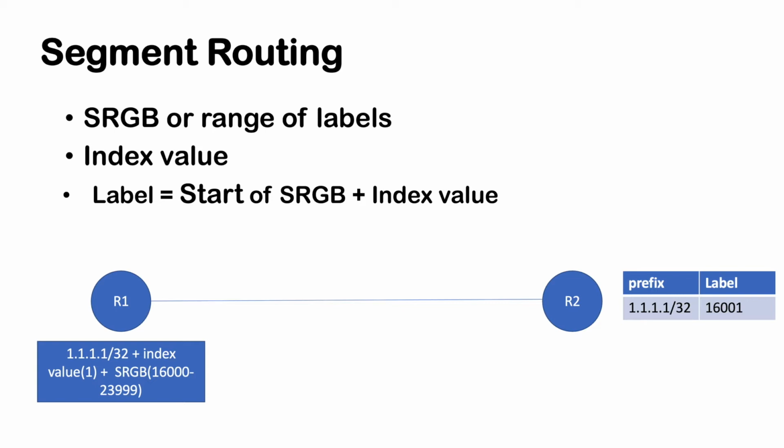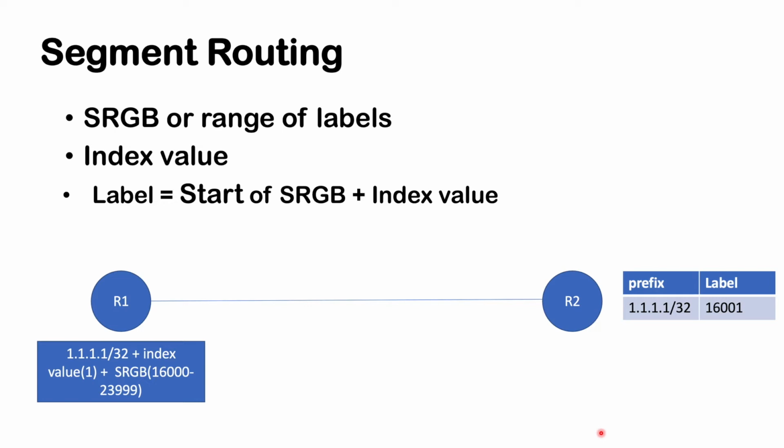The actual label which forwards the packet will be calculated on the basis of this particular range. The other value is the index value. This value we assign to the prefix on the router. For example, in segment routing, we assign this index value to the loopbacks. Now the actual label value will be calculated on the basis of the base value in this SRGB block.